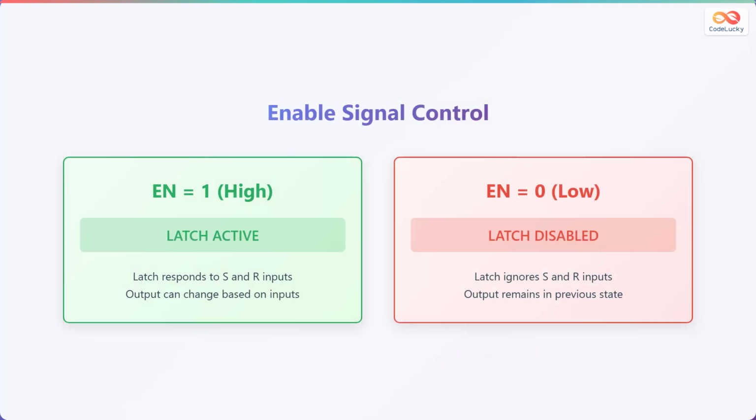The enable signal controls the operation of the latch. When EN is equal to 1 or high, the latch is active. The latch responds to S and R inputs, and the output can change based on the inputs. When EN is equal to 0 or low, the latch is disabled. The latch ignores S and R inputs, and the output remains in the previous state.